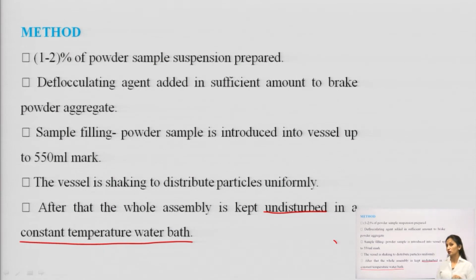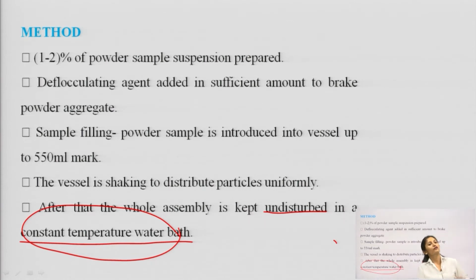And what is the viscosity of the medium? What is the medium here? The medium is the liquid, that is the vehicle. So, the rate of sedimentation of the particle is also dependent on the viscosity of that vehicle, and this viscosity is temperature dependent. So, always keep this apparatus in a constant water bath, to keep constant the viscosity of the solvent or the vehicle which we have used for the preparation of the suspension or dispersion.